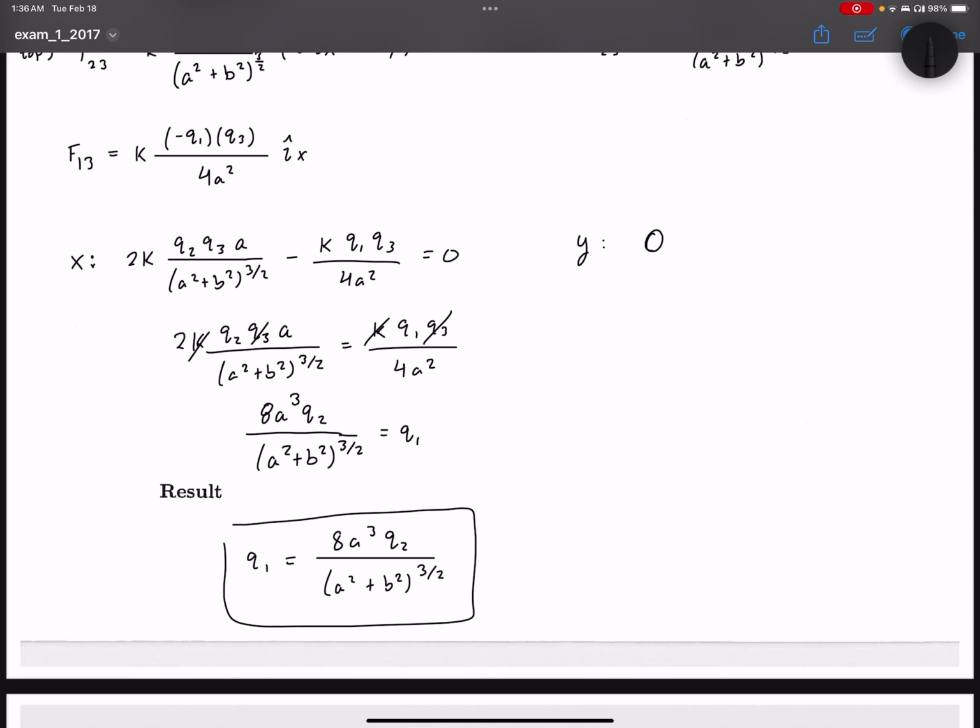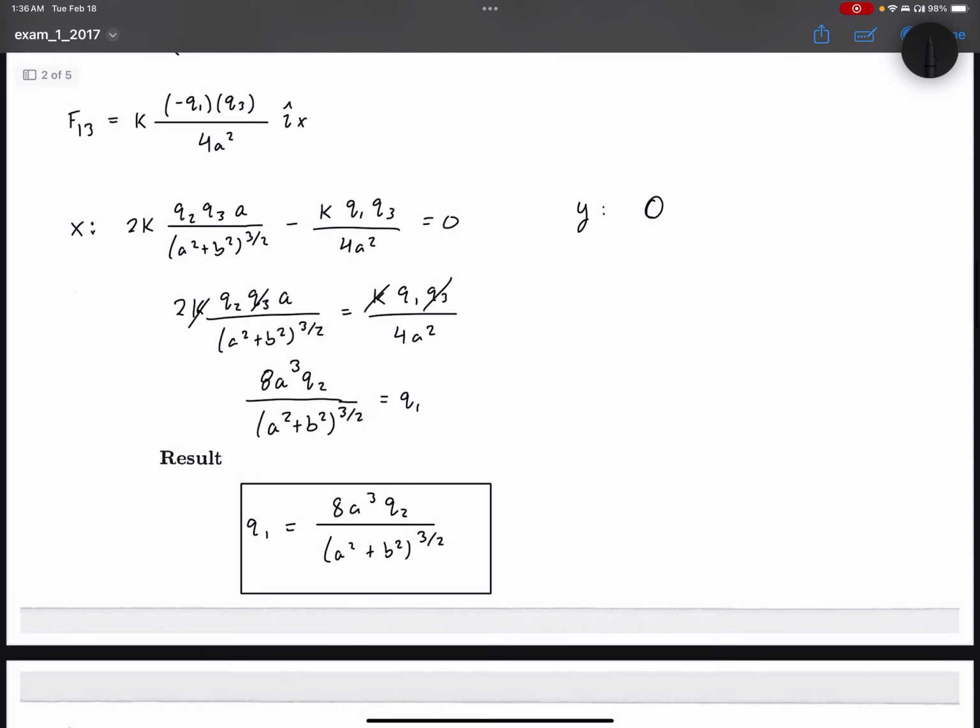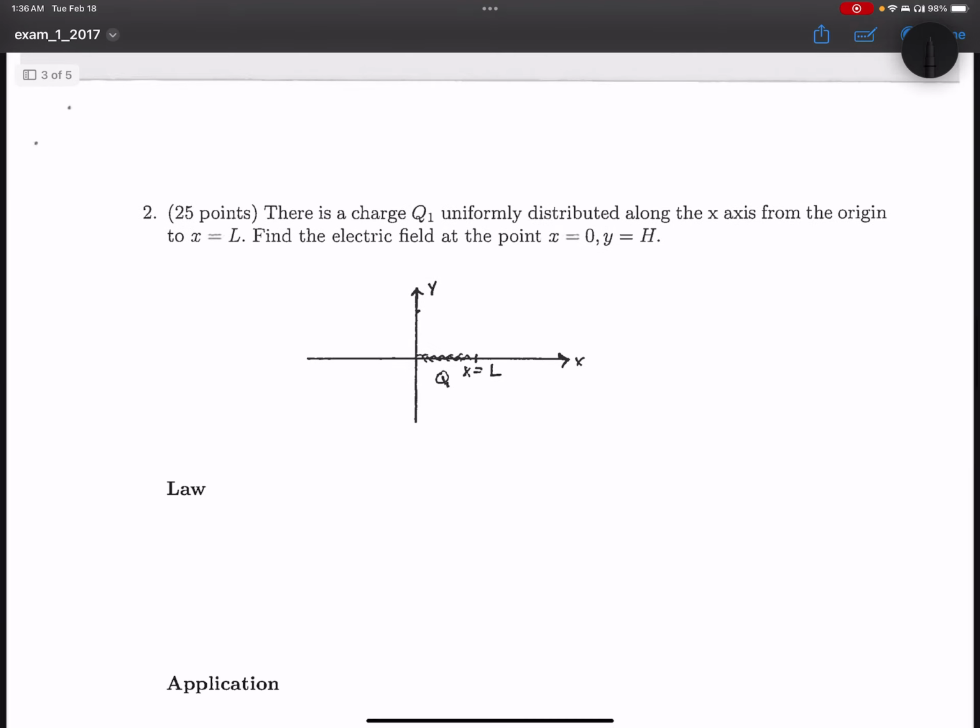Okay, that's our final answer. And that is right. I'm looking at the answer key, so I'm kind of cheating, but that is our final answer. Okay, cool. So we can move on to the next question.